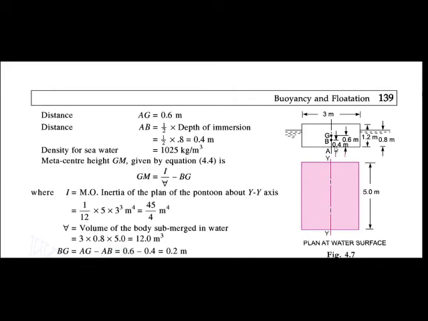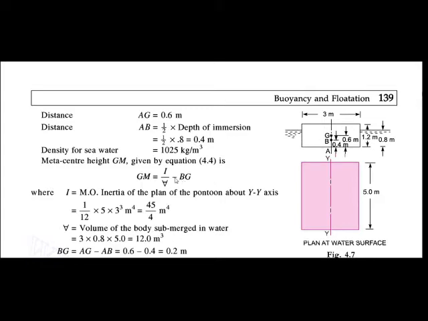Then they have already given in the example the density of the seawater as 1025 kilogram per meter cube, which is not needed anywhere. So we have to calculate the metacentric height. We have to calculate the value of GM. GM is equal to I upon volume of the body submerged in the water, minus BG.